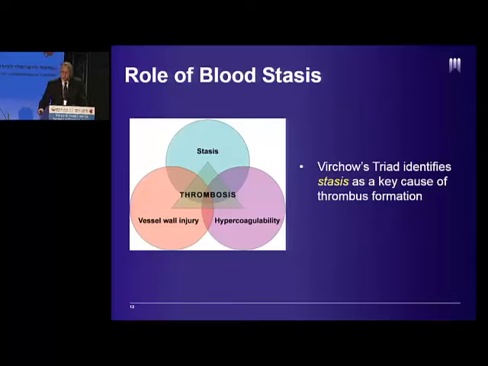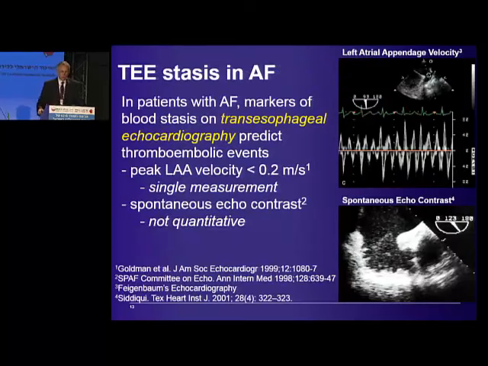Well, this is just going back to medical school and thinking about what the pathophysiologic determinants of thrombus formation are. And this was described many years ago as Virchow's triad, including stasis, vessel wall injury, and hypercoagulability. While all of these factors may play a part in thrombus formation in atrial fibrillation, we all know that stasis is certainly one of the more important factors.